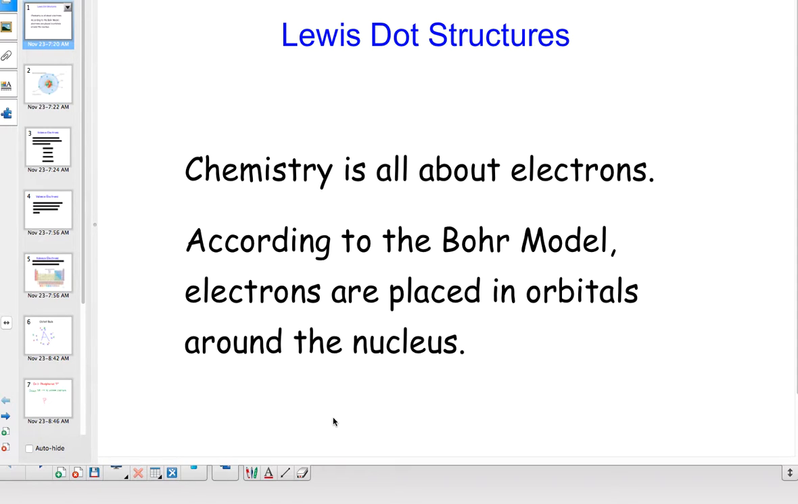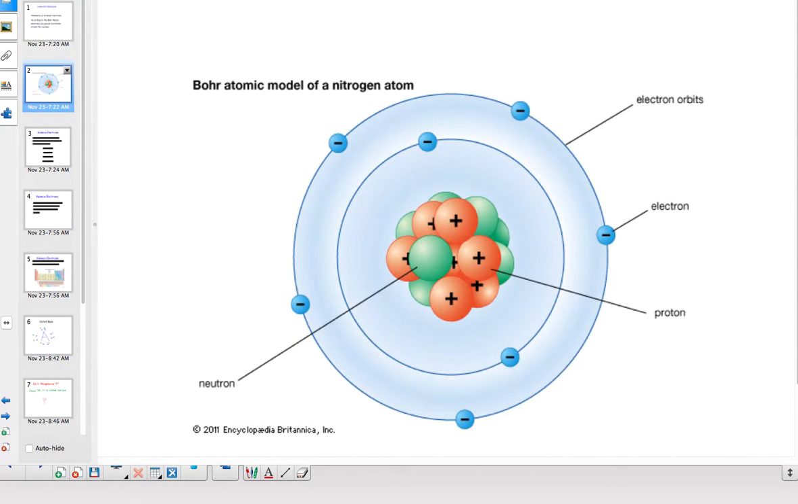So first of all, we have learned that chemistry is all about electrons. We learned about protons and neutrons, but really what chemistry is all about is the electrons. Now, according to the Bohr model, electrons are going to be placed in orbitals around the nucleus. So if you remember, looking here, we had several orbitals around an atom, and we figured out how many electrons we had in there by looking at the atomic number. The number of electrons was exactly the same.